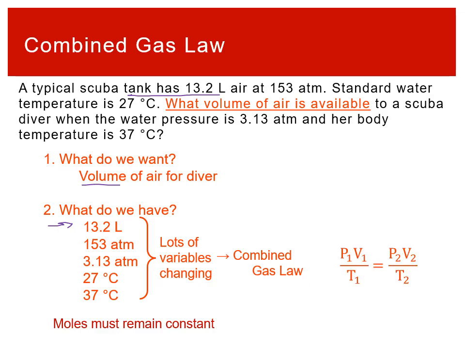So P1V1 over T1 is equal to P2V2 over T2. There's a lot of variables here, so you want to be careful with assigning the different variables, but in general, we're probably in pretty good shape. When we're doing this, for the 1 and 2, we're just going to say everything associated with the air in the tank is going to be my 1 state. And then everything associated with the diver is going to be my 2 state.